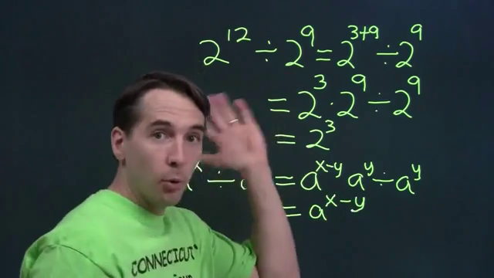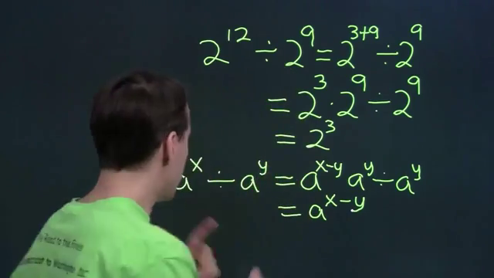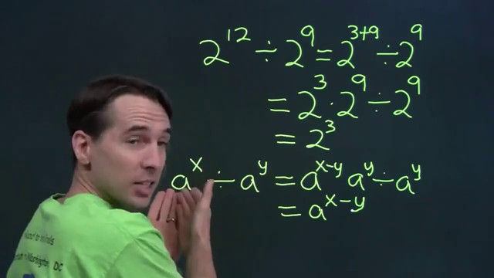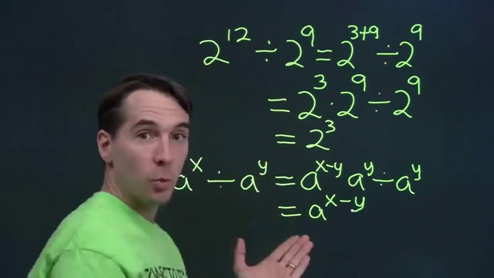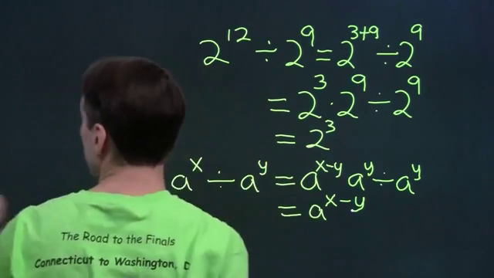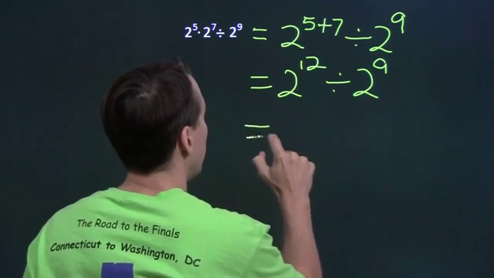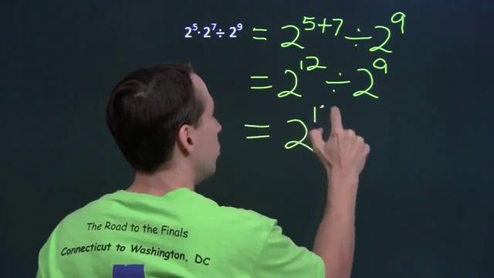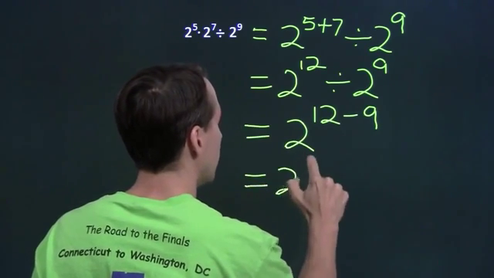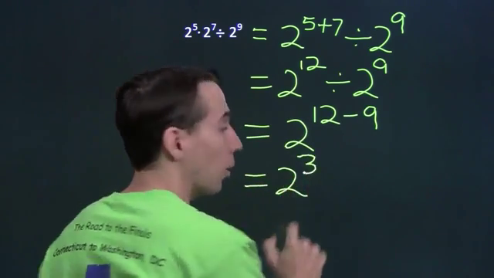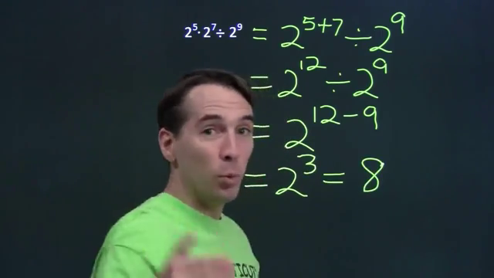Now again, it's very important here that the bases are the same. That's why we're able to do this cancellation. What we do here is we start with x a's, we're dividing out y of the a's, and we're left with x minus y of the a's. So now we can take this back to our original problem and finish up. Using the rule we just discovered, this is 2 to the 12 minus 9, which is 2 cubed. And that's a power of 2 we can handle. 2 times 2 times 2. That is 8, and we are done.